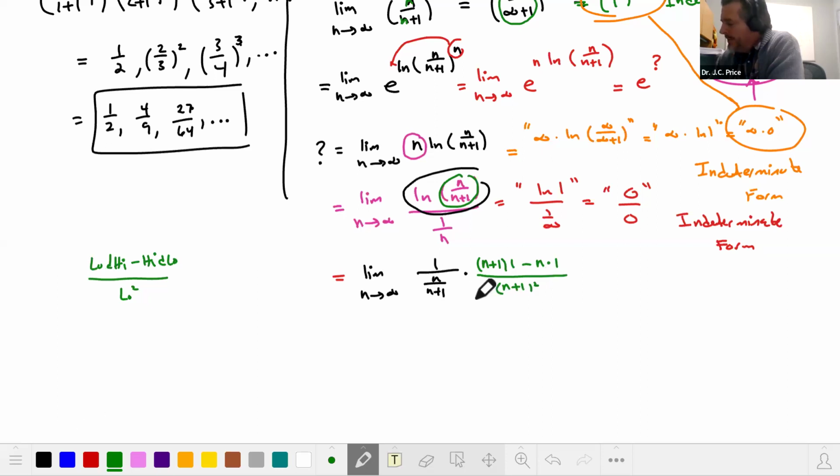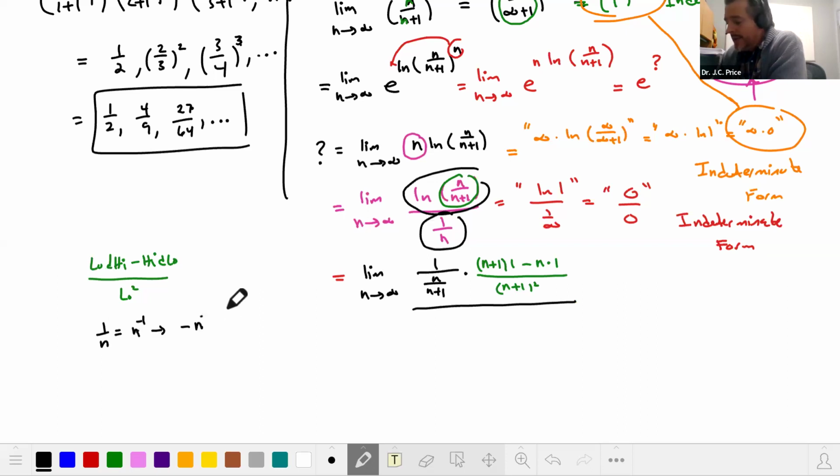And then this is going to all be divided by the derivative of the bottom, because that's L'Hopital. Take the top, divide by the derivative of the bottom. And remember, 1 over n is really just n to the negative 1. So when you take a derivative, what do you get? You get negative n to the negative 2. So it's really just negative 1 over, if you want, n squared.